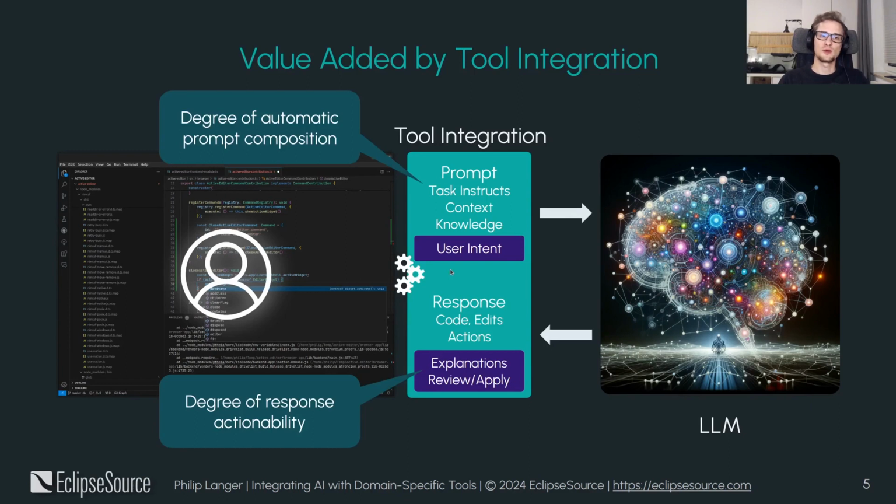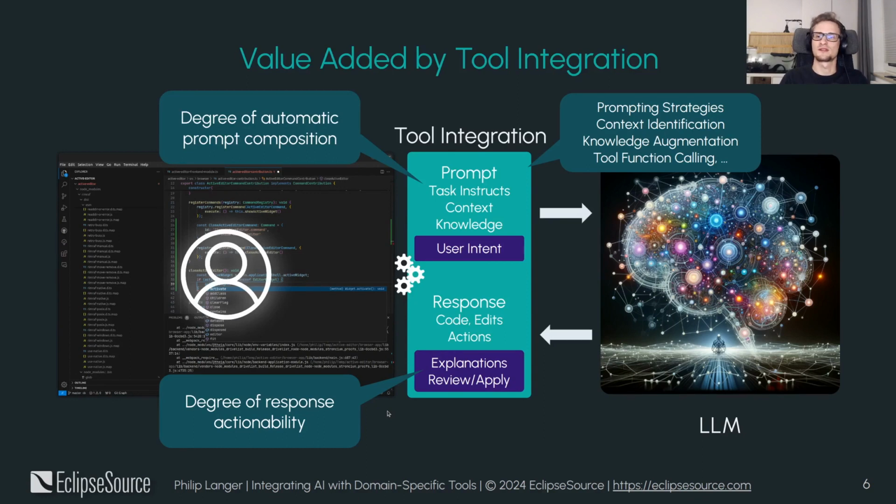So what they really want to do is to maximize the degree of automatic prompt composition and the degree of response actionability. And how they're doing that is essentially with these techniques. So they apply prompting strategies, context identification and augmentation, integrating tool functions so that the LLM can invoke certain actions in your IDE and so on. And we will discuss all of these and how these work and how you can integrate that in your tool.